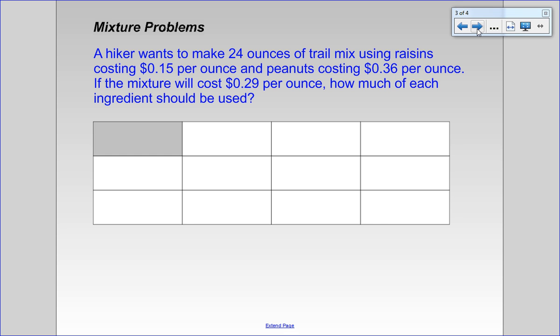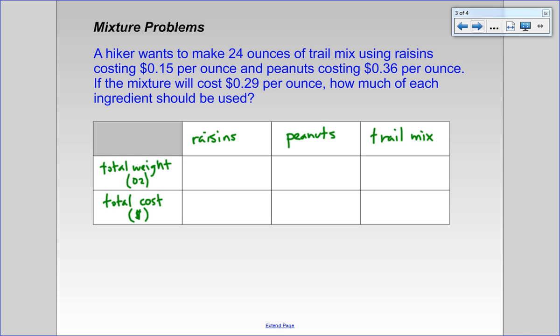Again, let's label the columns of our table with the items that are being mixed. In this case, we have raisins and peanuts that are being mixed together to produce a mixture of trail mix. Now for the rows again, we will label those according to the information we have about these items that are being mixed. We first know something about the total weight in ounces of this mixture. And we also have information about the cost of the mixture. And that's obviously measured in dollars.